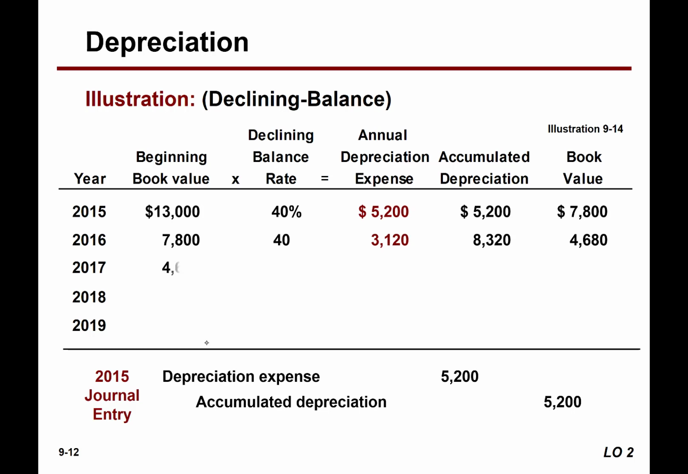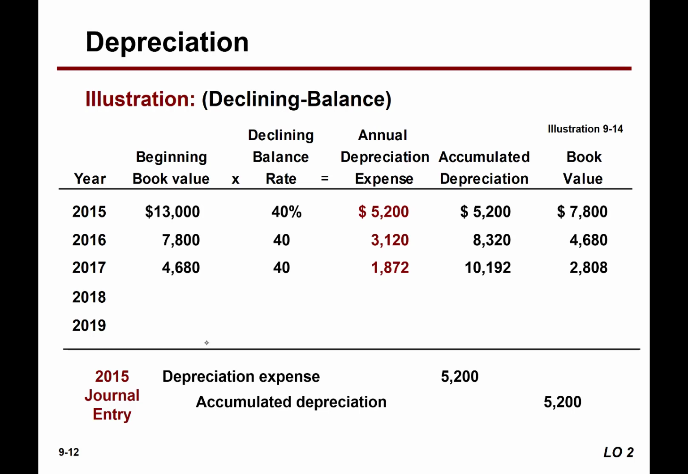I take that 4,680, now I bring that over, I multiply that by 40%. That gives me my depreciation for what, year 3 here? So now what? Now my accumulated depreciation goes up by that 1,872. I could take 4,680 minus 1,872, or I could take 13,000 minus 10,192. Either way, I'm going to get 2,808, right?